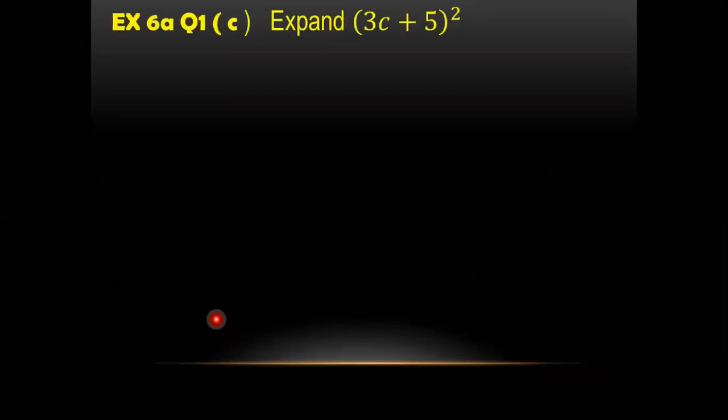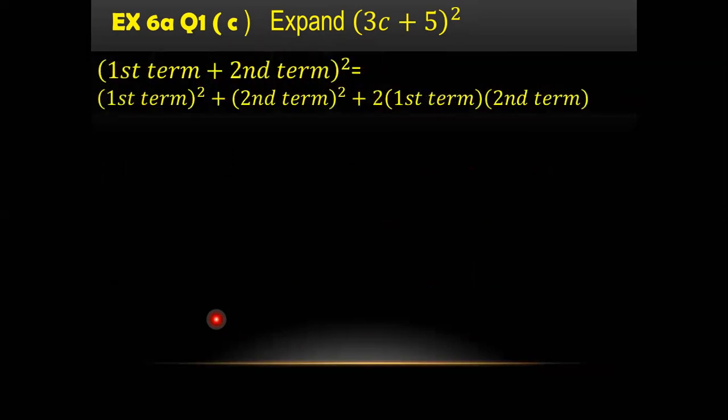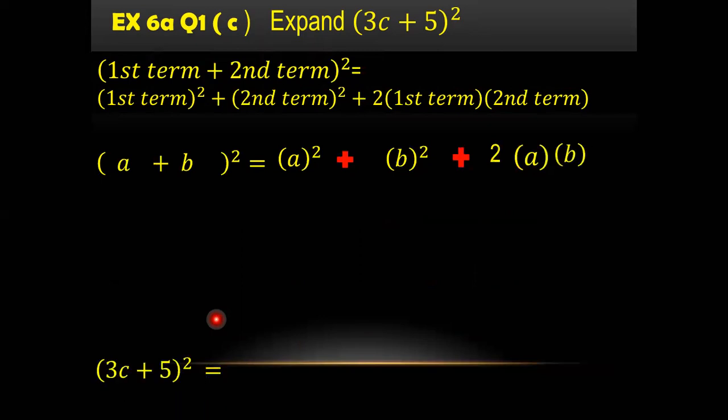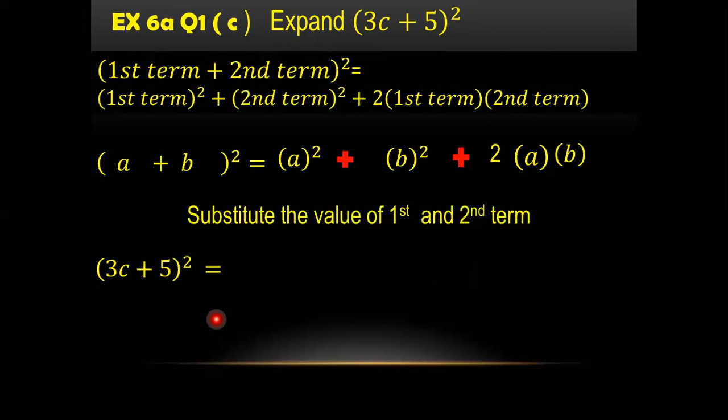Expand (3c + 5) whole square. It's a binomial, and we use the formula of the sum. So write its formula in words and in symbols: (a + b) whole square is equal to a square plus b square plus 2ab. Then write down the question (3c + 5) and substitute the values of the first and the second term.